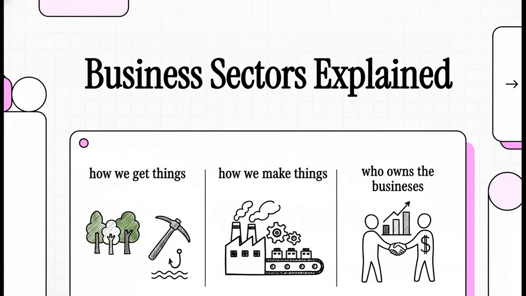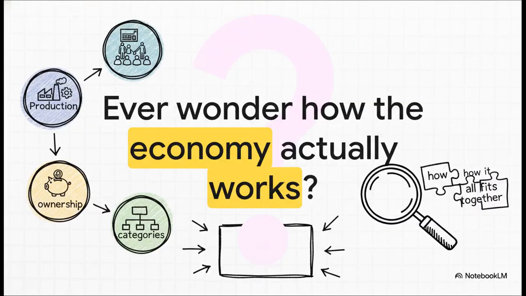Today, we're going to break down the basic building blocks of any economy. We're talking about business sectors. We'll look at how we get stuff, how we make stuff, and really importantly, who owns the businesses that do it all. I mean, it can seem incredibly complex, right? But if you really break it down, it all starts with just a few simple categories.